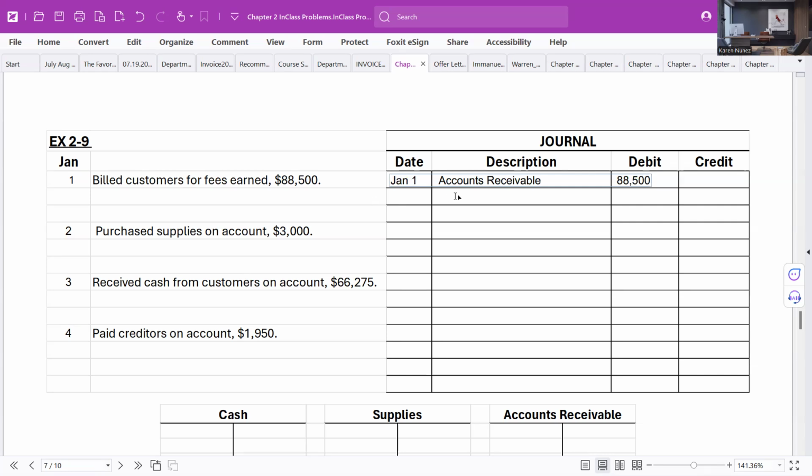And we've earned these fees. We've got some revenue. And the way you increase revenue is by crediting it. So fees earned for the 88,500.